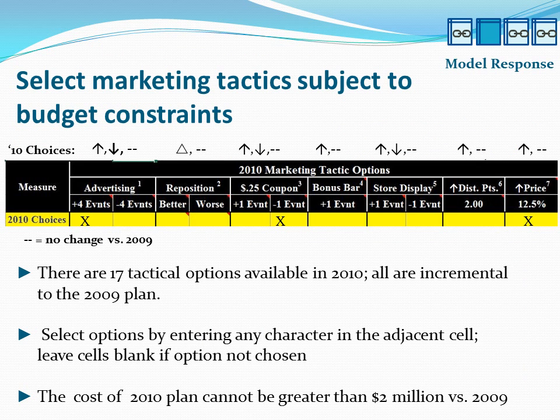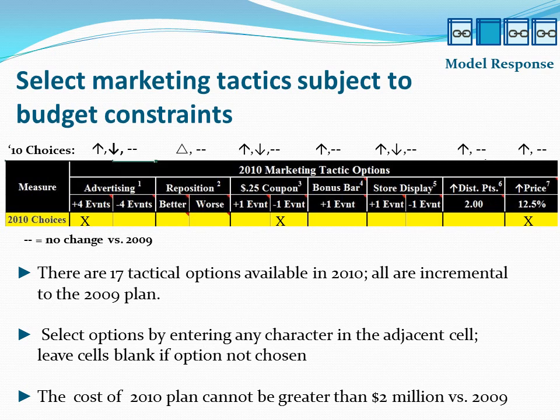In this slide, we're looking at the selection of marketing tactics subject to the budgeting constraints for the marketing plan. First, the response model spreadsheet is used to select your 2010 marketing tactics. Using 2009 as a base plan, there are 17 possible changes that can be made in 2010, and they are: increase, decrease, or make no changes to the number of advertising events. Develop a new creative positioning or make no change.